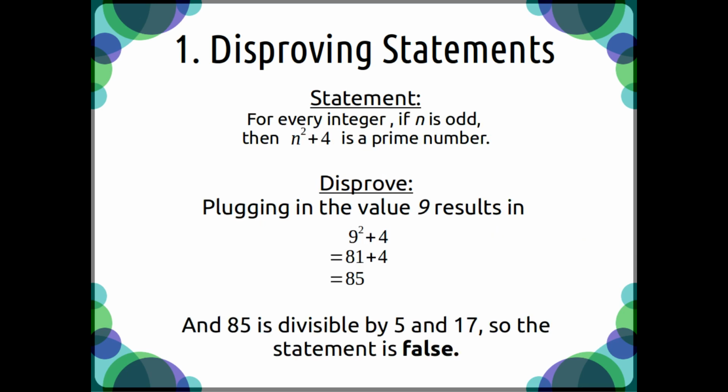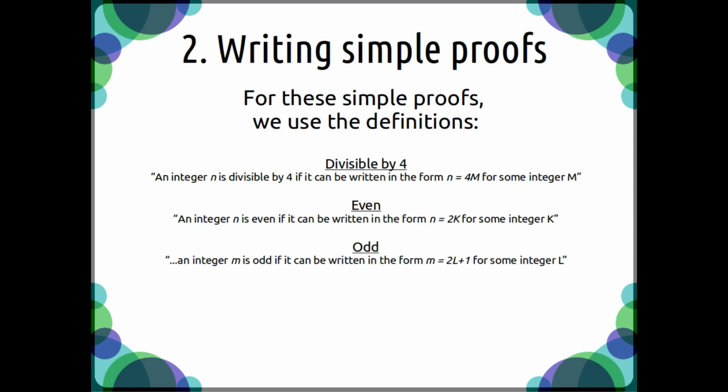So for example, if we have a statement saying, for every integer, if n is odd, then n squared plus 4 is a prime number, we can plug in various values. Now, it might be true for 3 or 5, but once we get to 9, we can see that this is 81 plus 4, which ends up being 85, and 85 is divisible by 5 and 17, so we've proven the statement false.